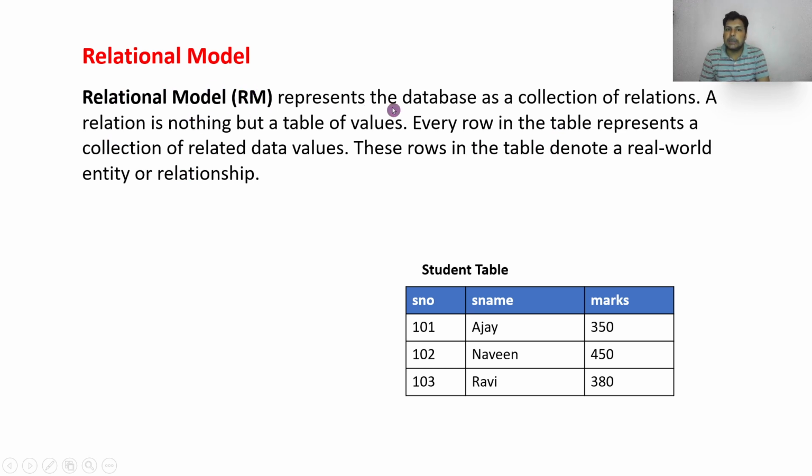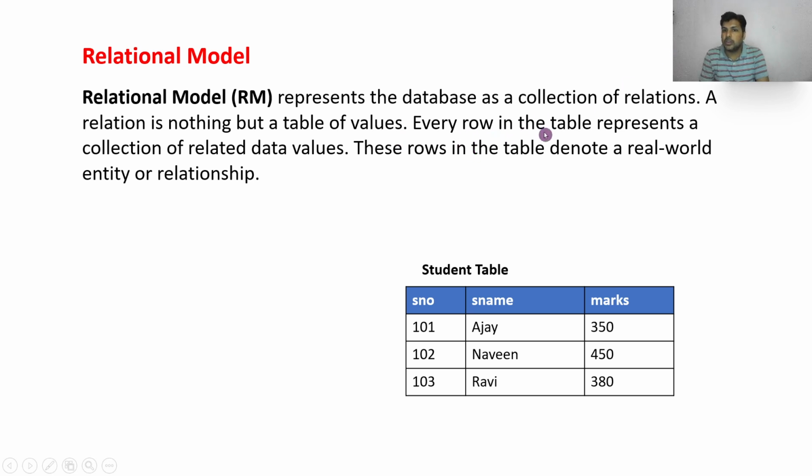So coming to our topic, the relational model. The relational model represents the database as a collection of relations. So what are they saying? A collection of relations. Then what do we mean by relations? A relation is nothing but a table of values, or you can also say a table. Okay, so a relation is nothing but a table.